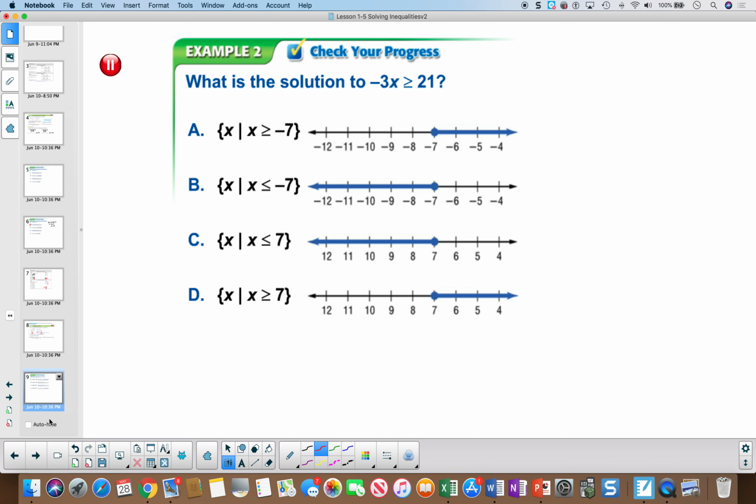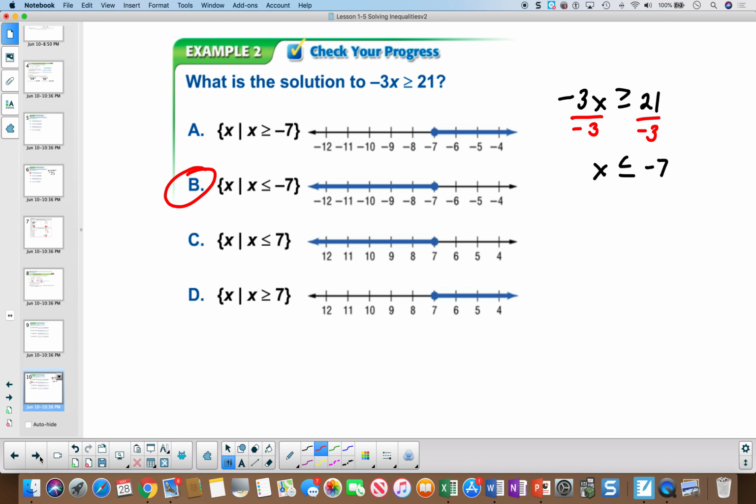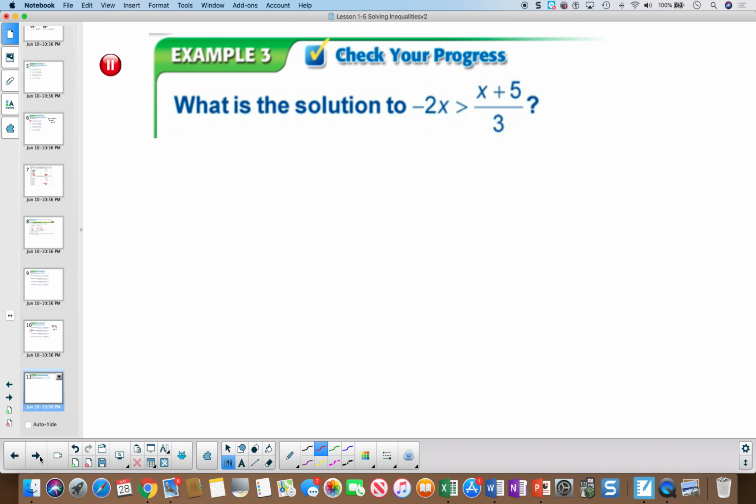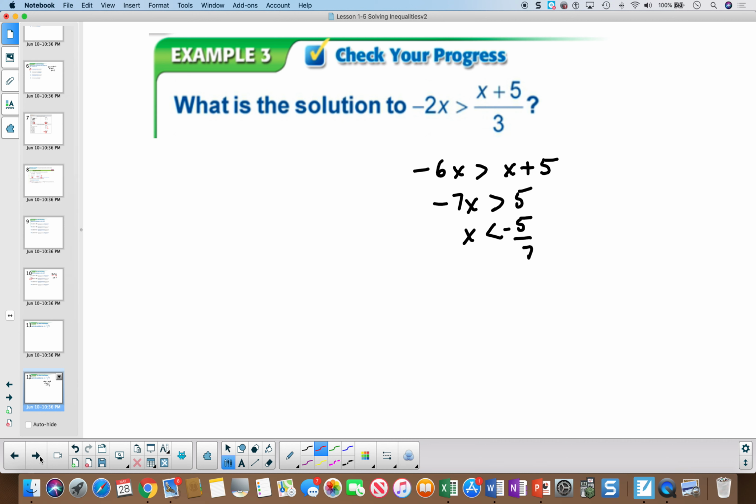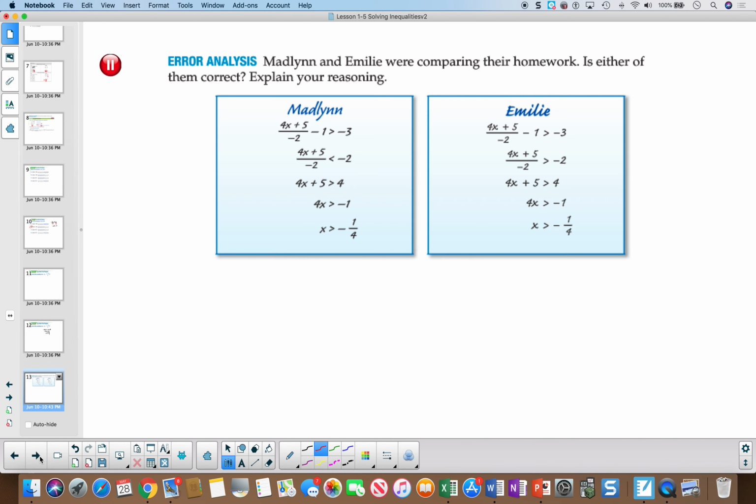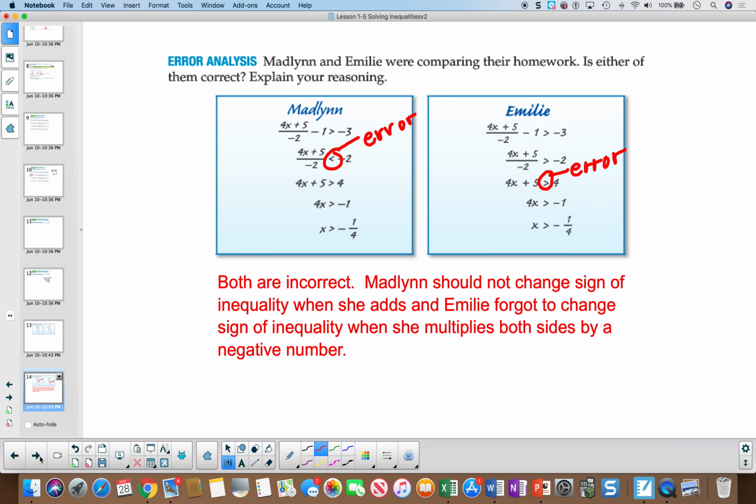Okay, I'd like you to pause and see what you can do. And here's the answer. Pause and see what you can do. And here's the answer. Pause to see if you can find the error. And they both made an error.